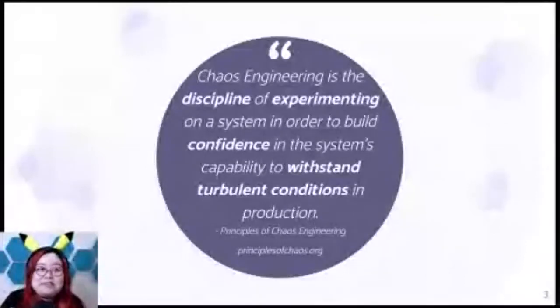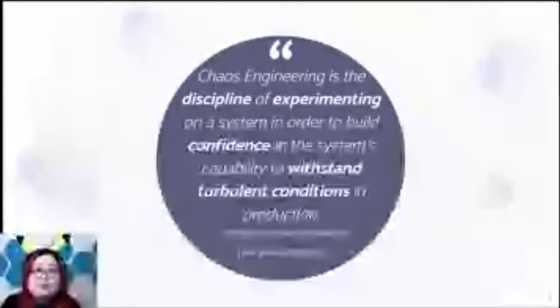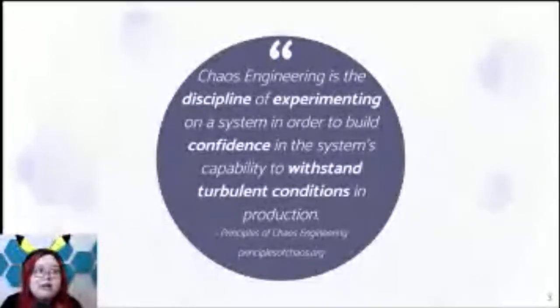Here's the definition of chaos engineering by principlesofchaos.org. Chaos engineering is the discipline of experimenting on a system in order to build confidence in the system's capacity to withstand turbulent conditions in production. So the emphasis here is mine. Notice that this definition doesn't talk about preventing turbulent conditions or failures. It talks about finding out how the system will respond to them. It's a pretty big difference from testing.